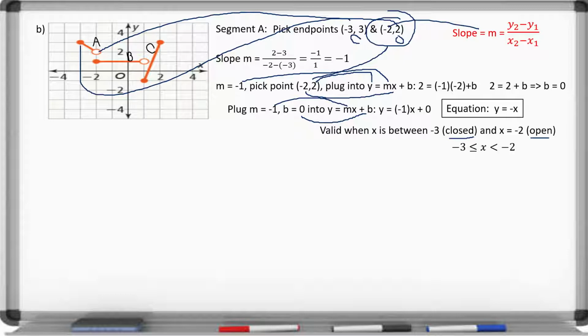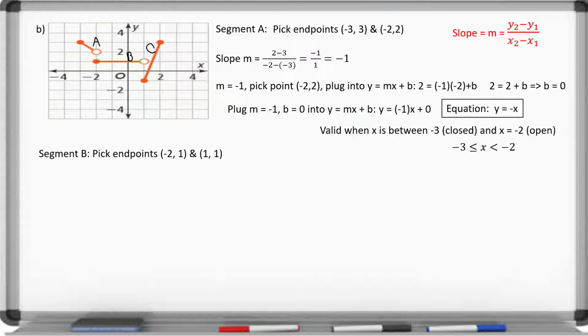So we plug this in like such: negative 3 is less than or equal to x, which is less than negative 2. Now let's focus on segment B. So we're going to pick these two endpoints, this one and this one. So again, this is when x is between negative 2 and 1, and this is actually going to be closed, and this one's going to be open because of the hole here and the dot here.